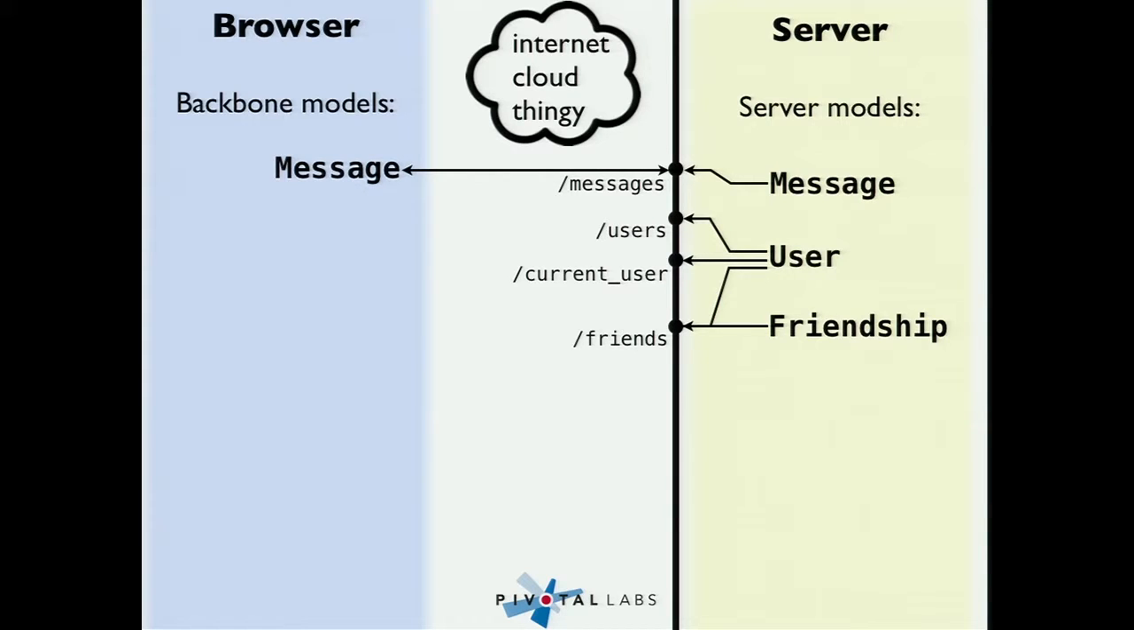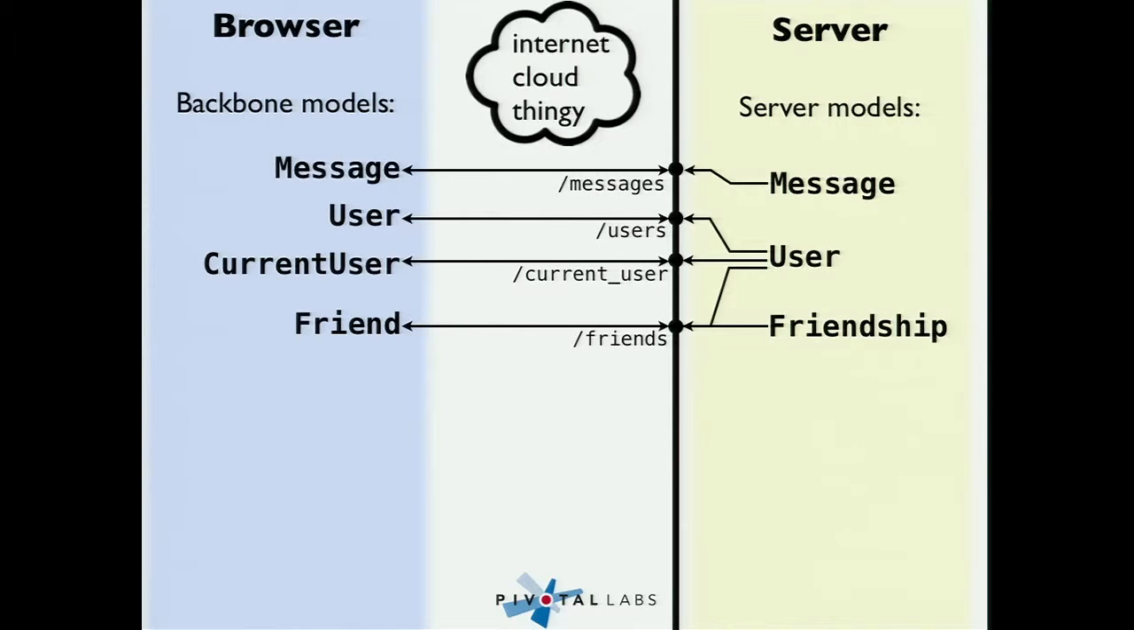And it makes more sense, generally speaking, to model these endpoints in Backbone than it does to do a one-to-one correspondence between stuff you have on the server and stuff you have in the browser.